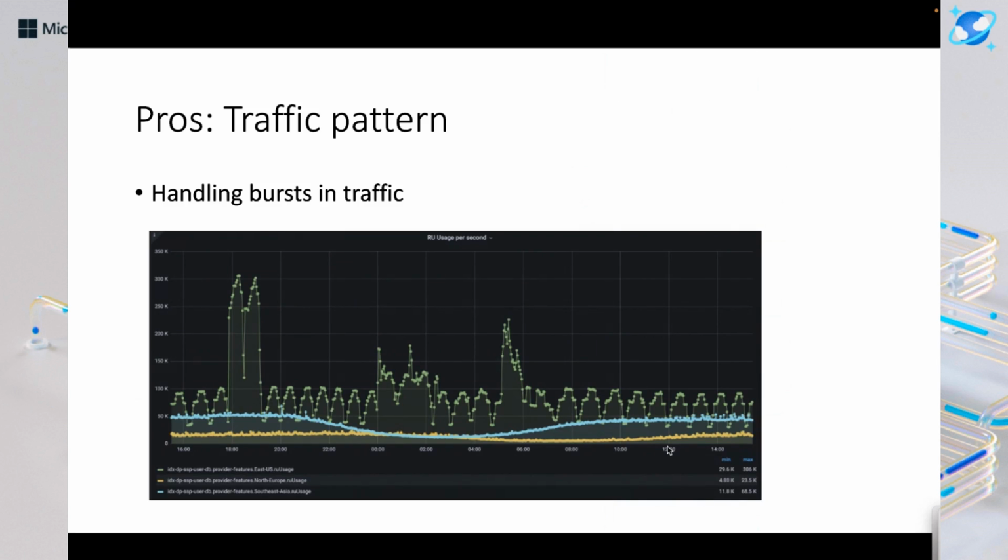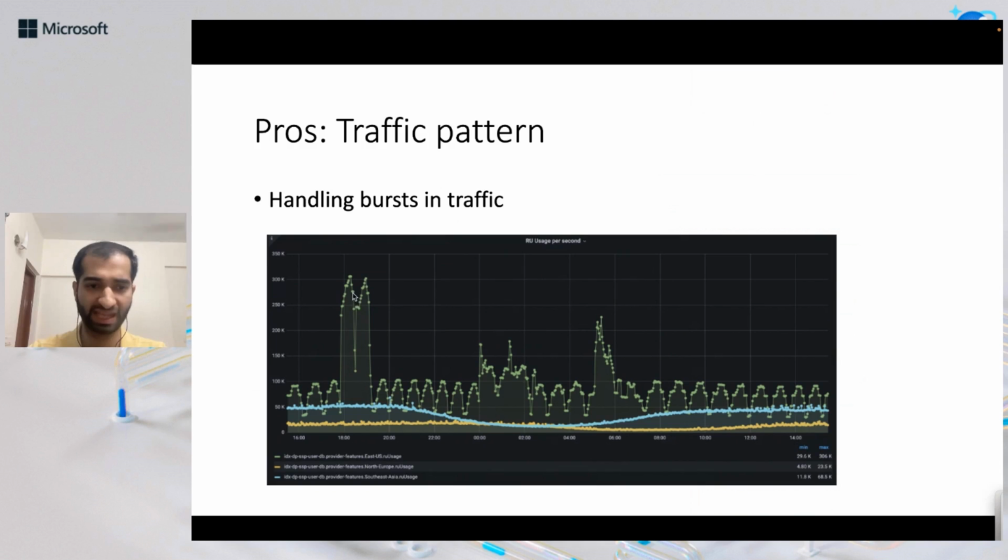So let's look at the benefits of this autoscaler. First of all, it is able to handle bursts in traffic. How does that happen? As you can see, these peaks have different heights. Each of these peaks corresponds to a different batch job, which is writing at a different QPS.